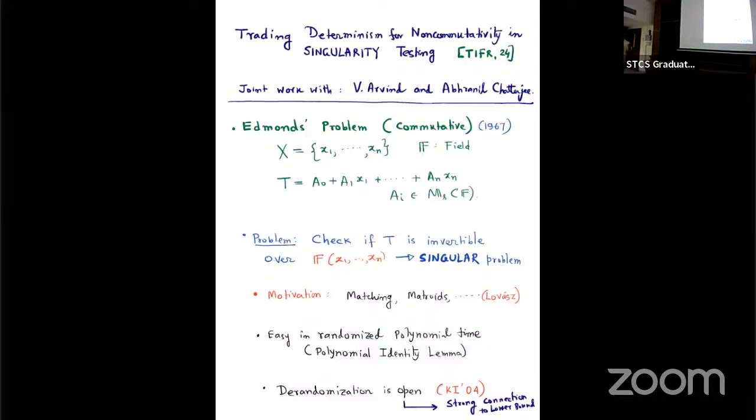Partha works in the general area of algebraic complexity, but I must say that he and his collaborators have been proving a series of fantastic results in the sub-area of non-commutative algebraic complexity, which are turning out to be rather foundational for various questions related to this field. Today is going to be one of these talks where you trade off one resource for the other, which I would not have imagined you could do. This is going to be about trading determinism for non-commutativity in what's called singularity testing.